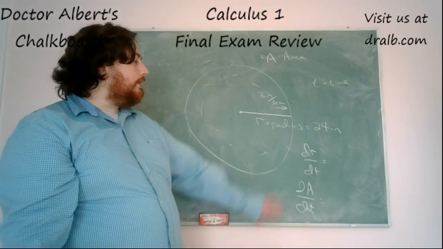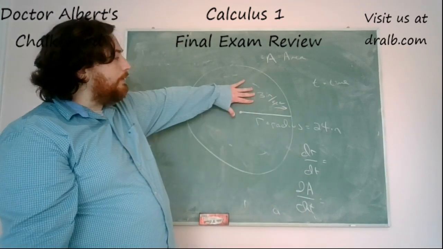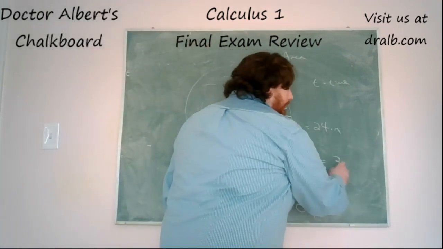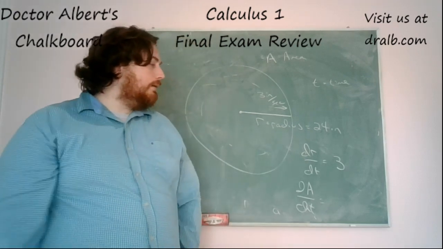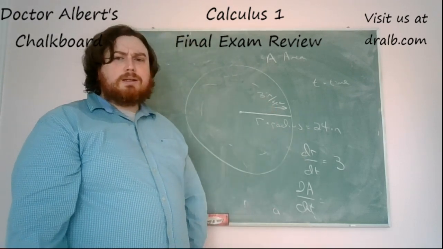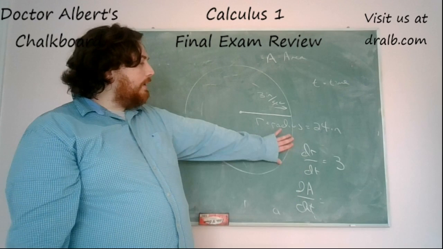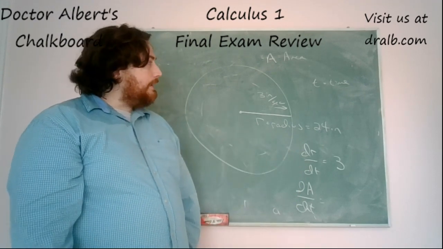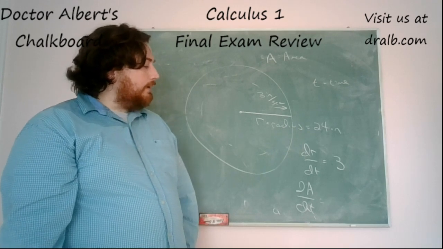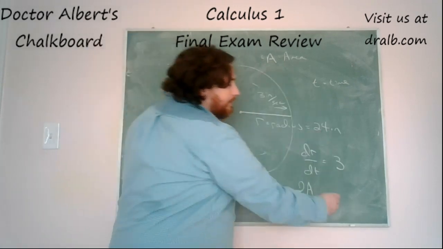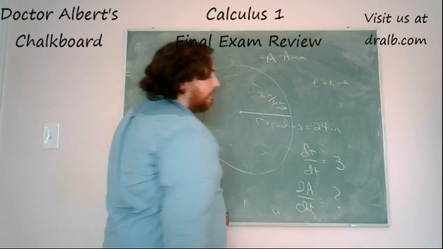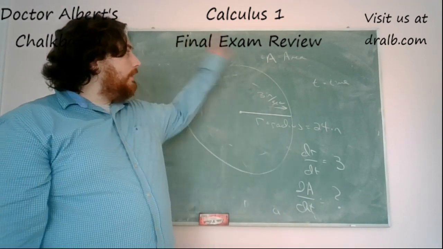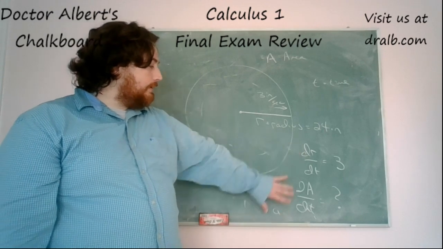So now dr dt is given to us because the radius is changing at 3 inches per second. So I get 3. Is it a positive or negative? Well, it's going to be positive because the radius is getting bigger. Now, dA dt is the rate of change of area. Well, it's not given to us, but that's actually what we're looking for, so that's my question. So I have my variables, I have my rates.